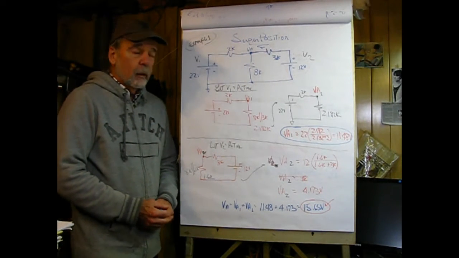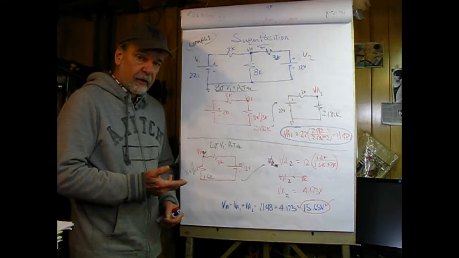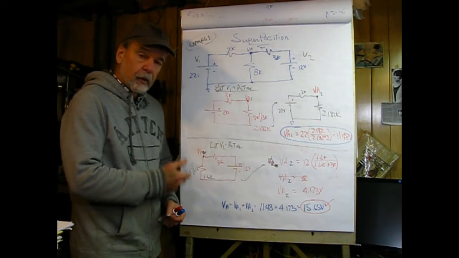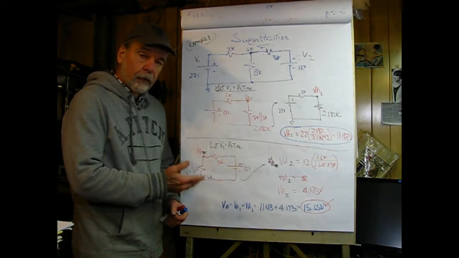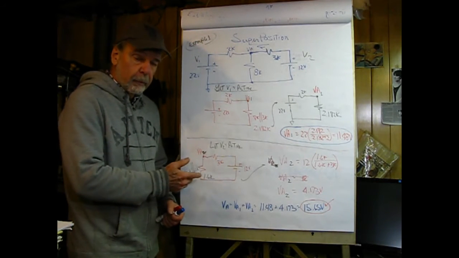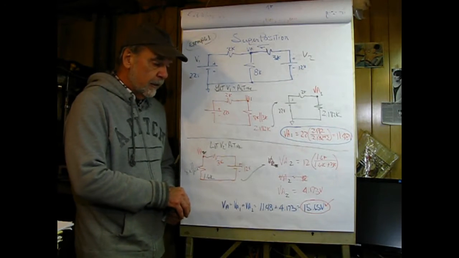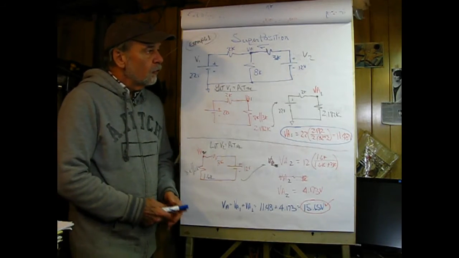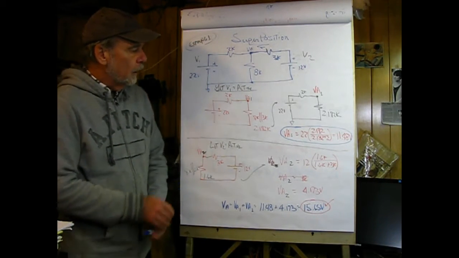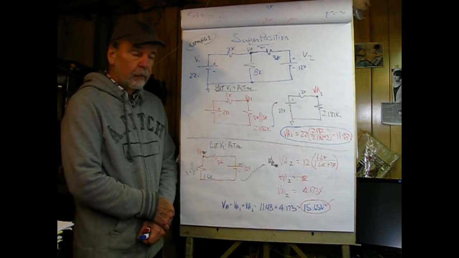So basically the way it works is we let one source be active at a time and then find a partial solution, then let the other source be active and find another partial solution, and then add those partial solutions together to get the final solution. So here we have our problem, like I said, as we did before.